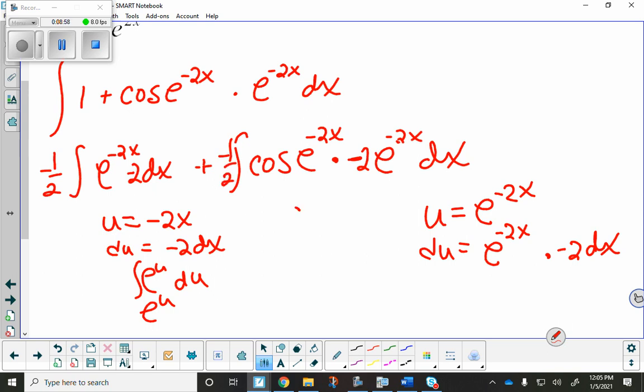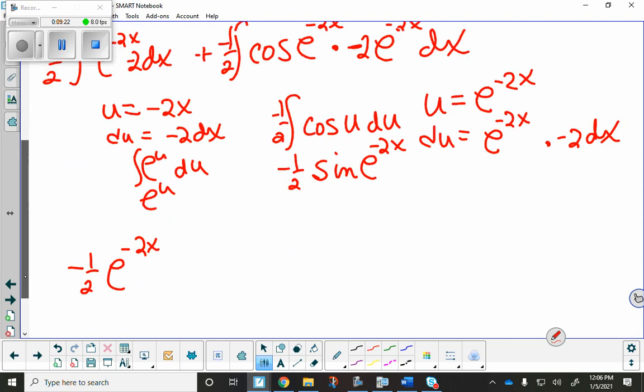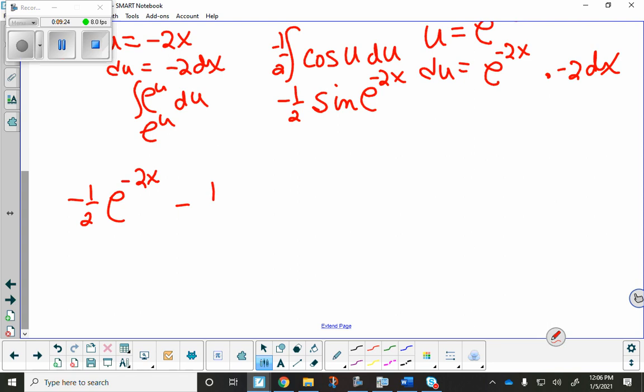And then what my integral looks like is negative 1/2 the cosine of u. Well, the integral of the cosine is the sine. So this part becomes negative 1/2 the sine of my u, which was e to the negative 2x, plus my c. So when I write all of this together, I'm going to have negative 1/2 sine of e to the negative 2x plus c. So obviously I've put together a whole bunch of ideas in that one problem.